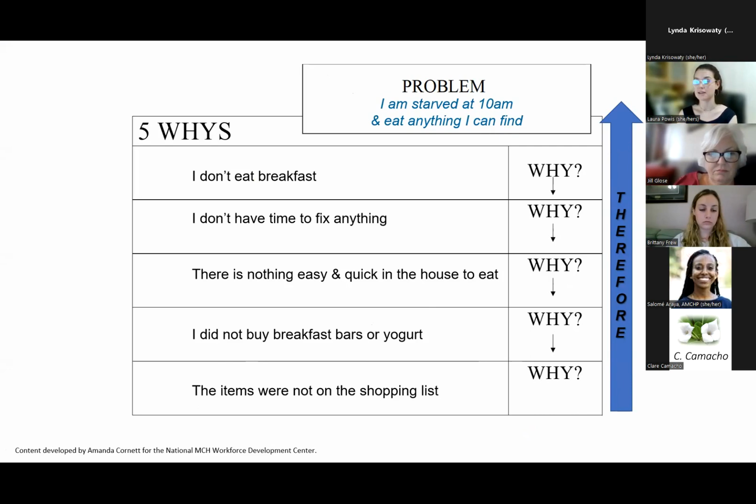And why is that? Because I did not buy breakfast bars or yogurt. And why is that? Because these items were not on our shopping list. So you can see how we've moved from, oh, I'm hungry because I didn't eat breakfast, to getting to the root of why that happened, which was you didn't have any breakfast food in the house because it wasn't on your shopping list. So that becomes your root cause. That's your actionable item that you can then address.